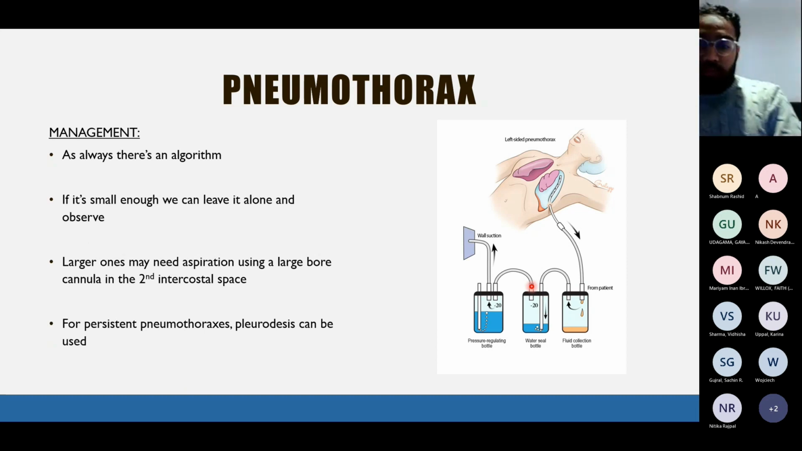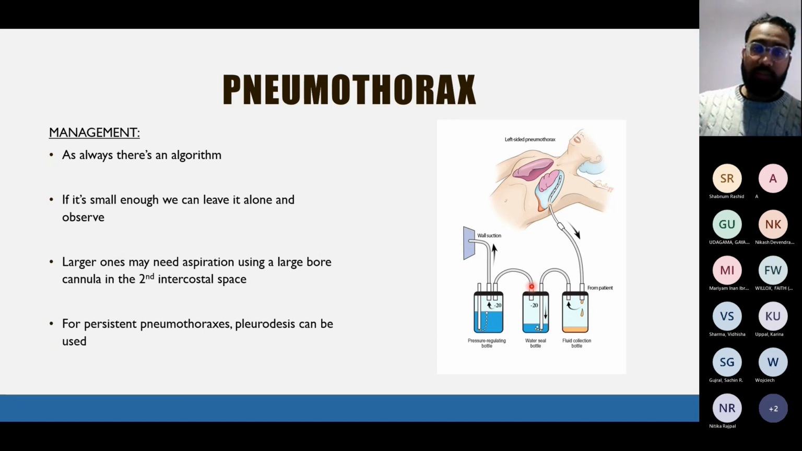There's a pneumothorax algorithm. It's got loads of nuances based on the size of the pneumothorax and past medical history. We're going to skip over that and just keep it simple. If it's really tiny, we can just observe it and leave it. But if it's bigger, we can put something called a large bore cannula into the second intercostal space. They could ask you this in preclinical exams. So large bore cannula, second intercostal space, put it through the system, and it just lets the air drain out and lets the lung reinflate.